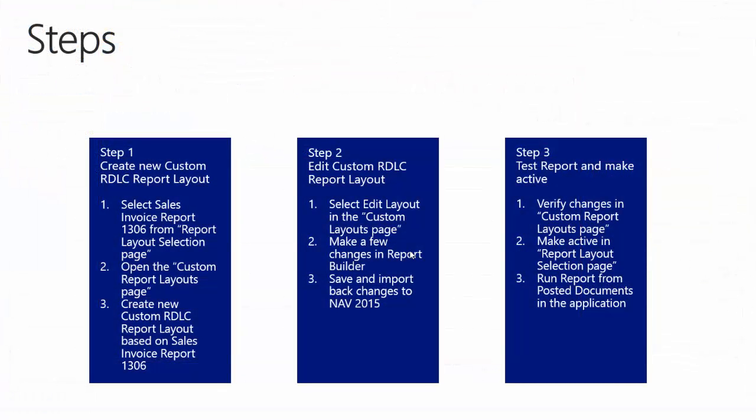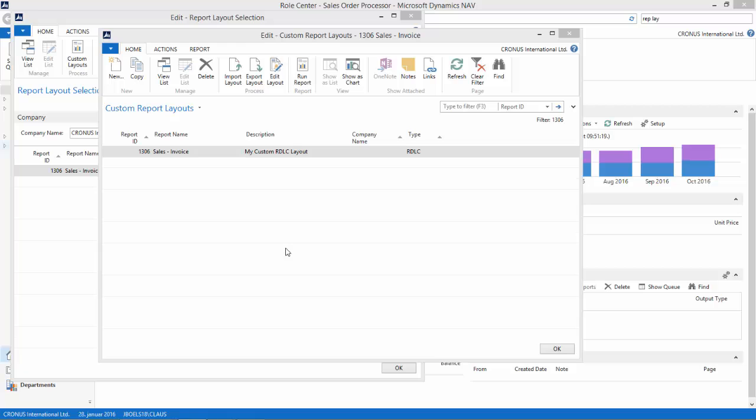So we're now at step number 3, where we'll test the report and make it active. First we will verify our changes in the Custom Report Layouts page, and then we will make it active in the Report Layout Selection page. And then finally we'll run the report from the posted documents in the application to verify that now our report is the default one. So back in NAV 2015, we have now imported our layout.